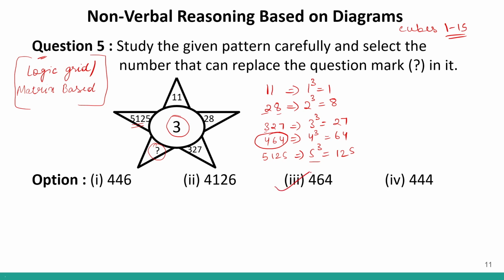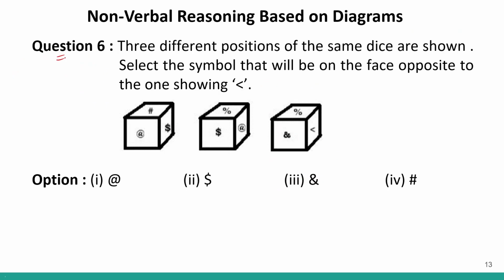So option number 3 will be your correct answer. Okay. Question number 6. We have the same cube or dice given in 3 different positions, and we have to find the symbol which is opposite to this one.